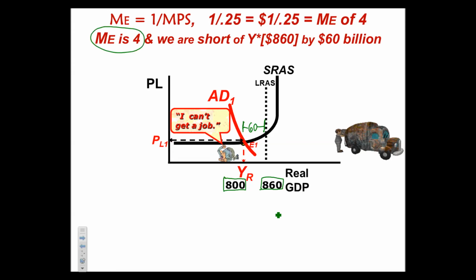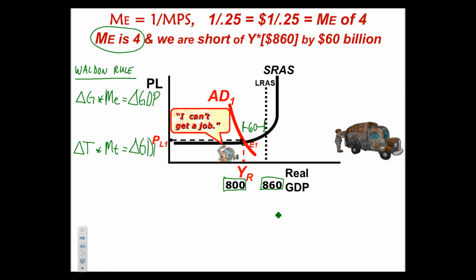Okay? So basically what that means is, and I'm going to call this the Walden rule, because I haven't seen this expressed in any textbook, so I'm calling it my own. All right? Here's how it works. The change in government spending times the expenditure multiplier will equal a change in GDP. Okay? We can look at it this way as well. The change in taxes times the tax multiplier also will give you your change in GDP. So we'll do both ways.